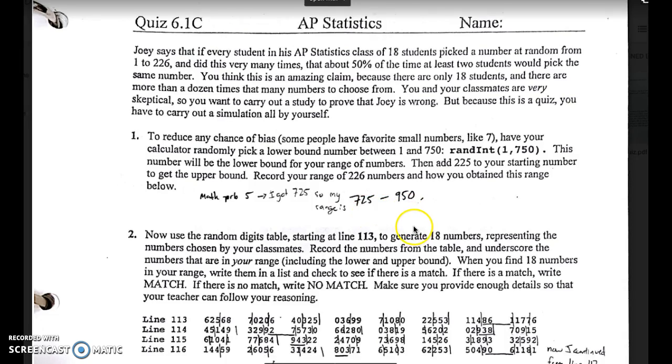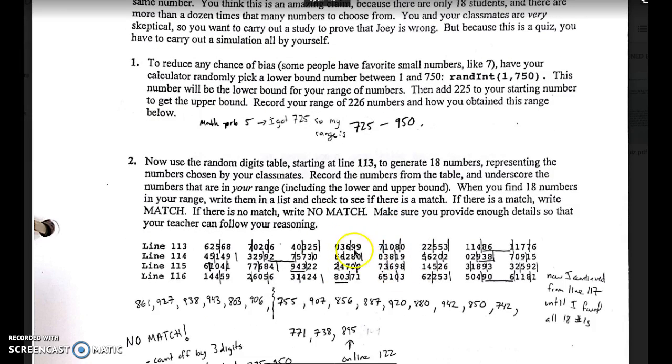So what that means is that when I go down here and I select my numbers, I'm going to be counting off by 3 digits, and I'm going to ignore every number from 000 to 724 and 951 up through 999. So I'm only looking for numbers inside this range for my 18 students, and then I'm looking to see, do I get a repeat or not? Do I get a match?